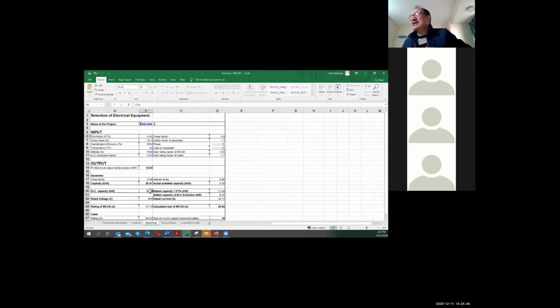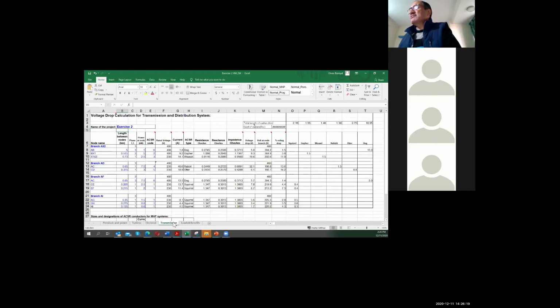So this is the generator capacity, because based on the efficiency and the head, it's about 26.41 kVA. You need to multiply this from an active power of 12.83, then you get this kVA factor and other things. So this is one Excel sheet that I would like you to play around with.